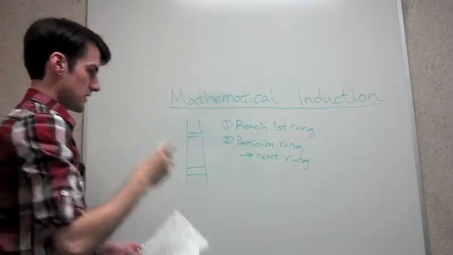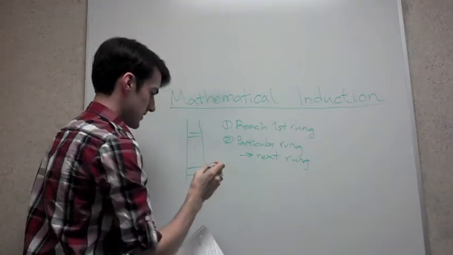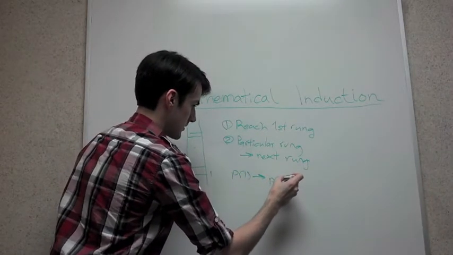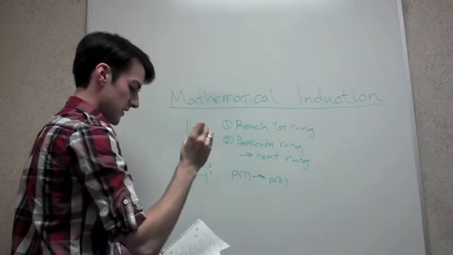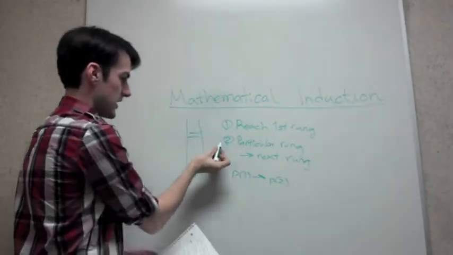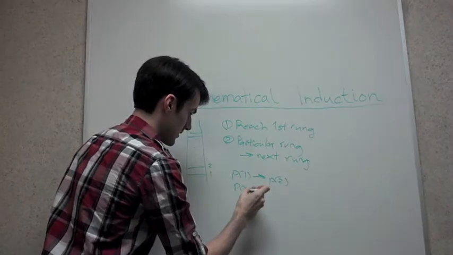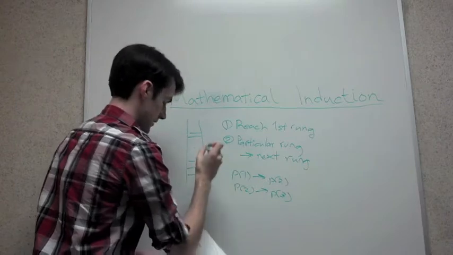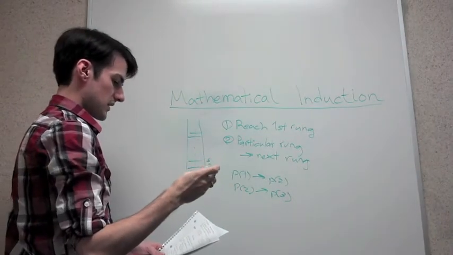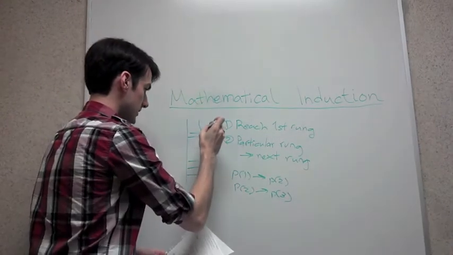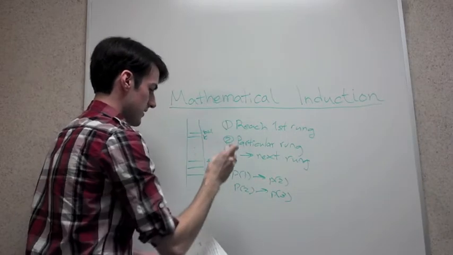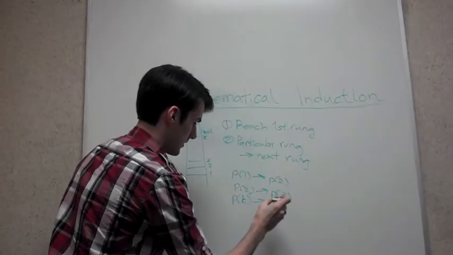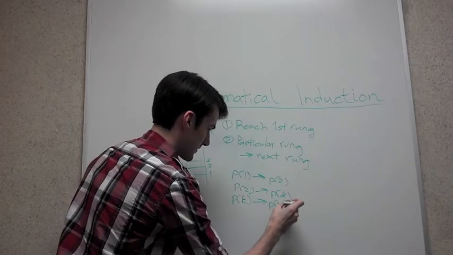So we can write this out. If this is the first rung, p of 1 implies p of 2, meaning we can reach the second rung. And we can just apply number 2 again and say p of 2 implies p of 3. And using induction, we find that for an arbitrary integer k, p of k implies p of k plus 1.